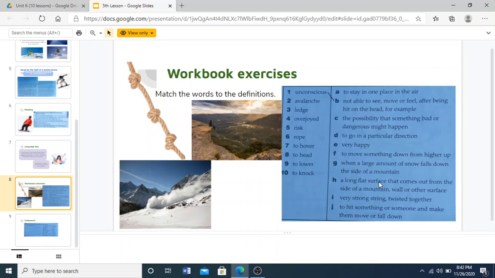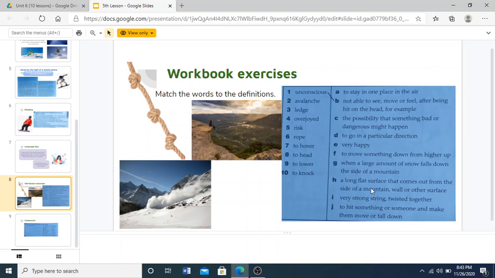H, a long flat surface that comes out from the side of a mountain, wall, or other surface. I, very strong string twisted together. J, to hit something or someone and make them move or fall down. So these are the definitions. Match them with the words that they represent.